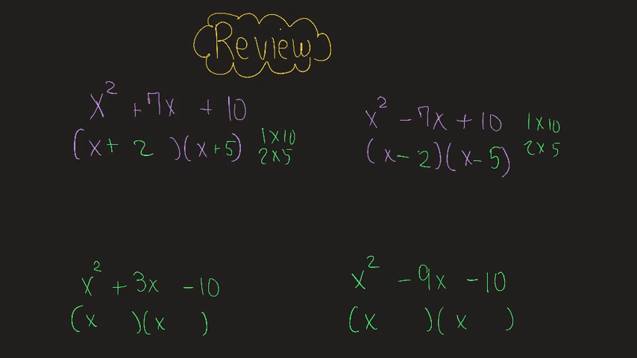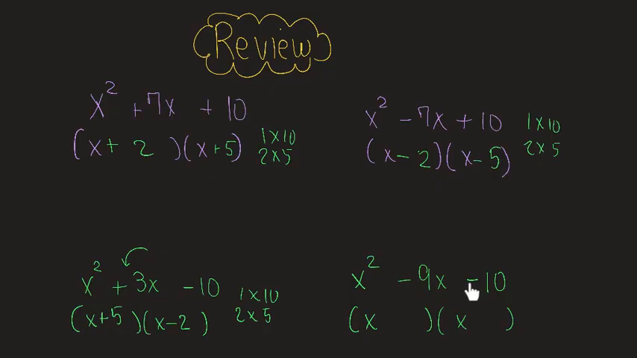Okay, now let's look down here. They're not going to match and we're subtracting. They're not going to match and we're subtracting. 1 and 10, does that subtract to get 3? 2 and 5, does that subtract to get 3? Yes, it does. And I need it to be +3. So 5's got to go here and 2's got to go there.